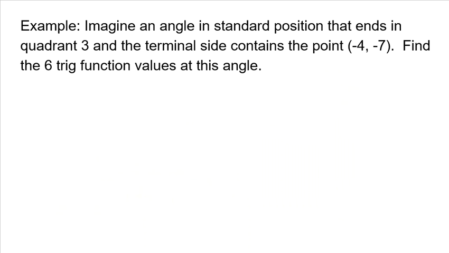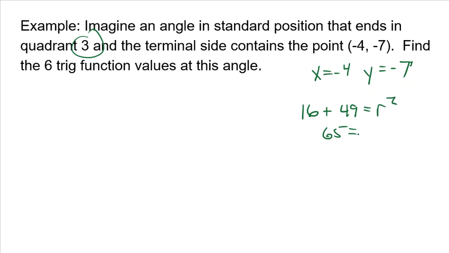And I'm actually going to do this without drawing a triangle, because I don't need to anymore. I know that x equals -4. I know that y equals -7, and I'm somewhere down in quadrant 3. In quadrant 3, x's and y's are both negative, so this makes complete sense. And really, the only other number I need is r, and that's just going to be x squared, 16, plus y squared, 49, equals r squared. 16 plus 49 is 65. 65 equals r squared. Take the square root of each side. Square root of 65 equals r.